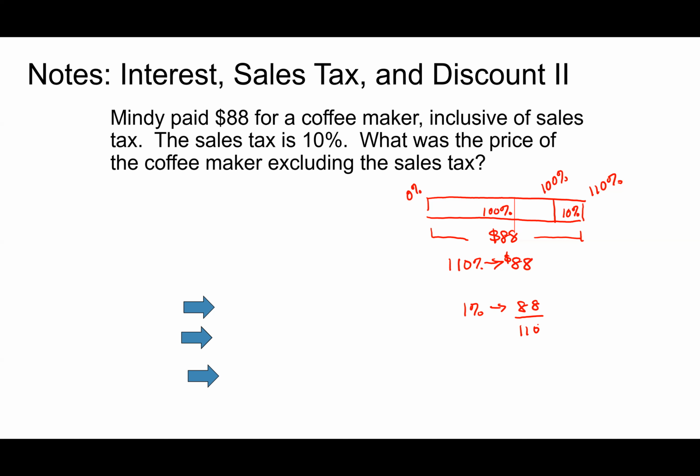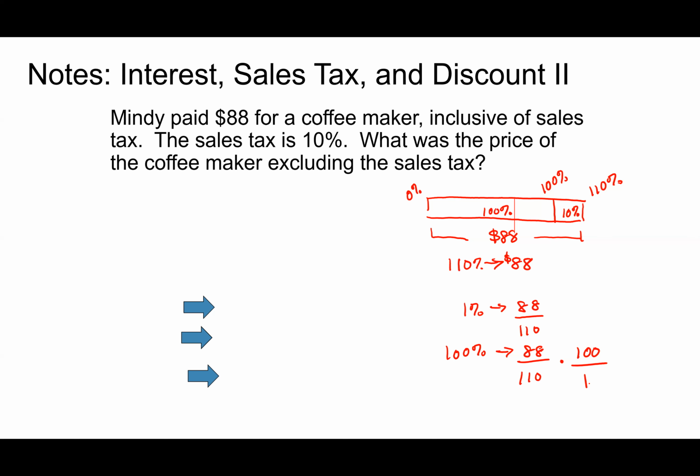And remember how I've told you I like you to leave this to start? Don't start doing a bunch of long division, because guess what? When we multiply by 100 over 1, things are going to get easier, aren't they? So just leave it alone. We're going to go ahead and multiply both sides by 100. And this is going to give us our original price. All right, so I got 88 over 110 times 100 over 1.